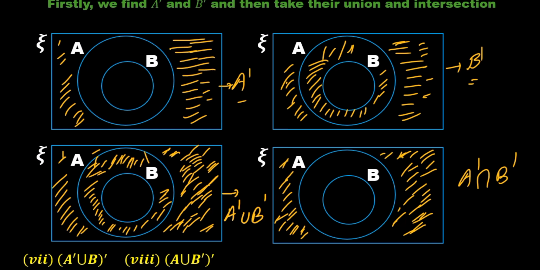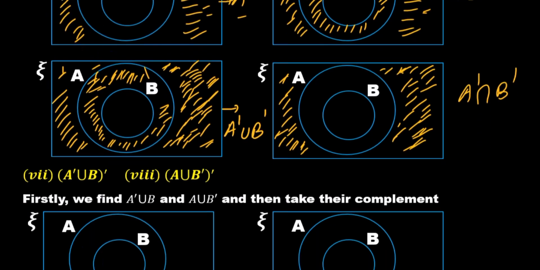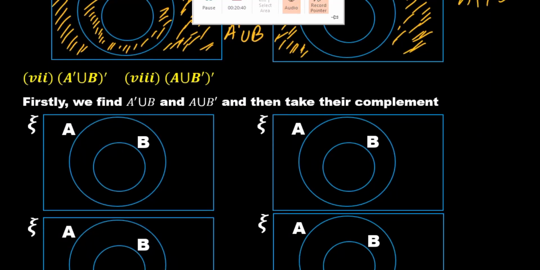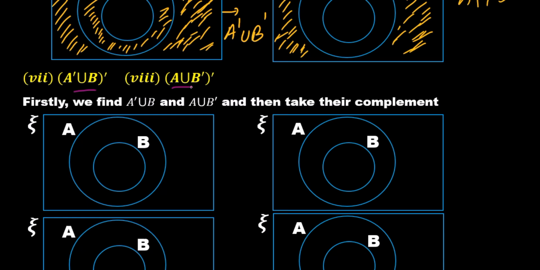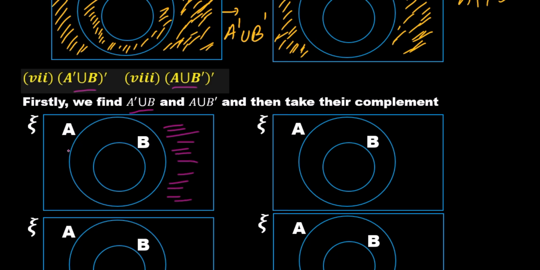The next one, complement of A complement union B, and complement of A union B complement. Firstly, we find A complement union B. What is A complement? A complement means the area outside the A. This represents A complement. Now, when you take the union of this area with B, we will also include this portion. So, this figure represents A complement union B.